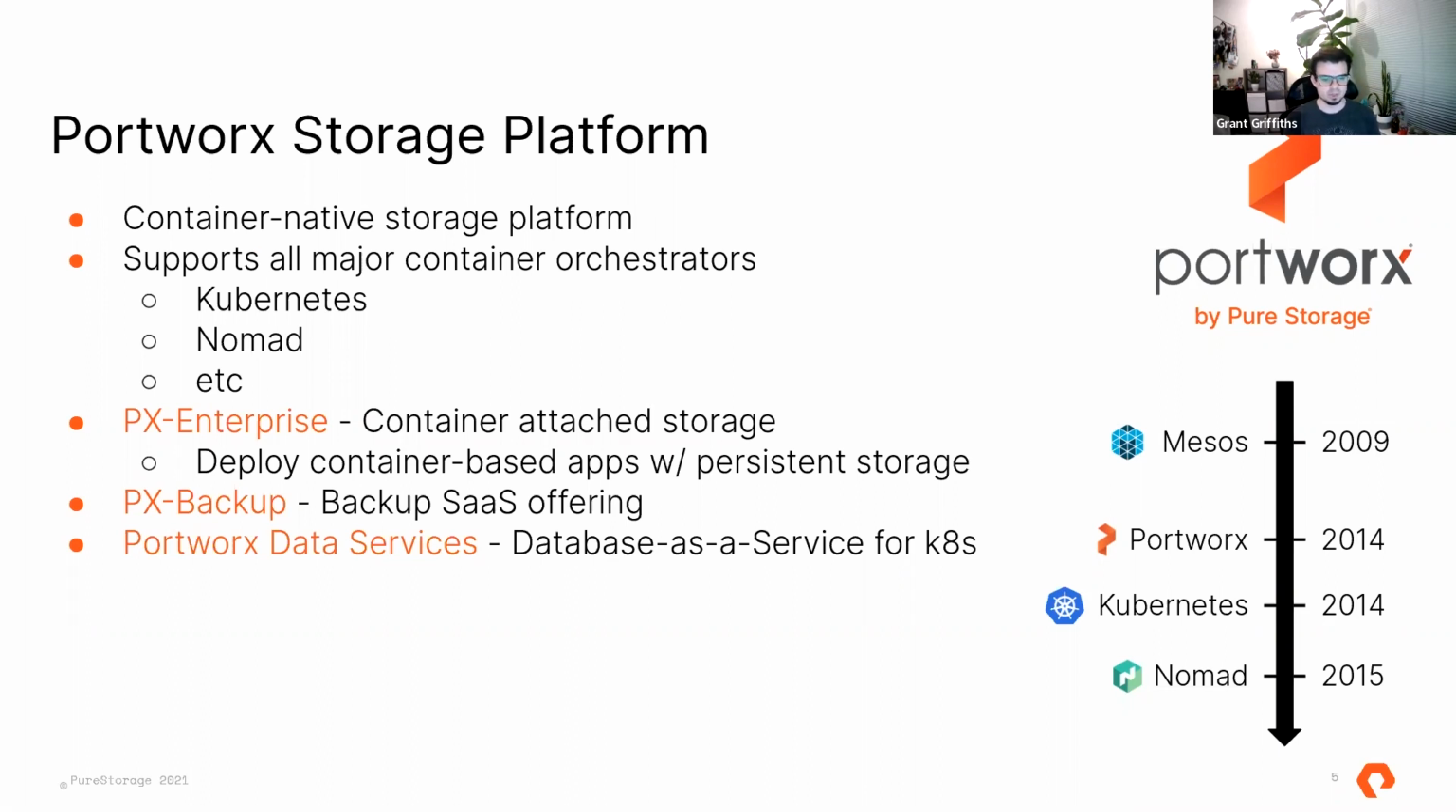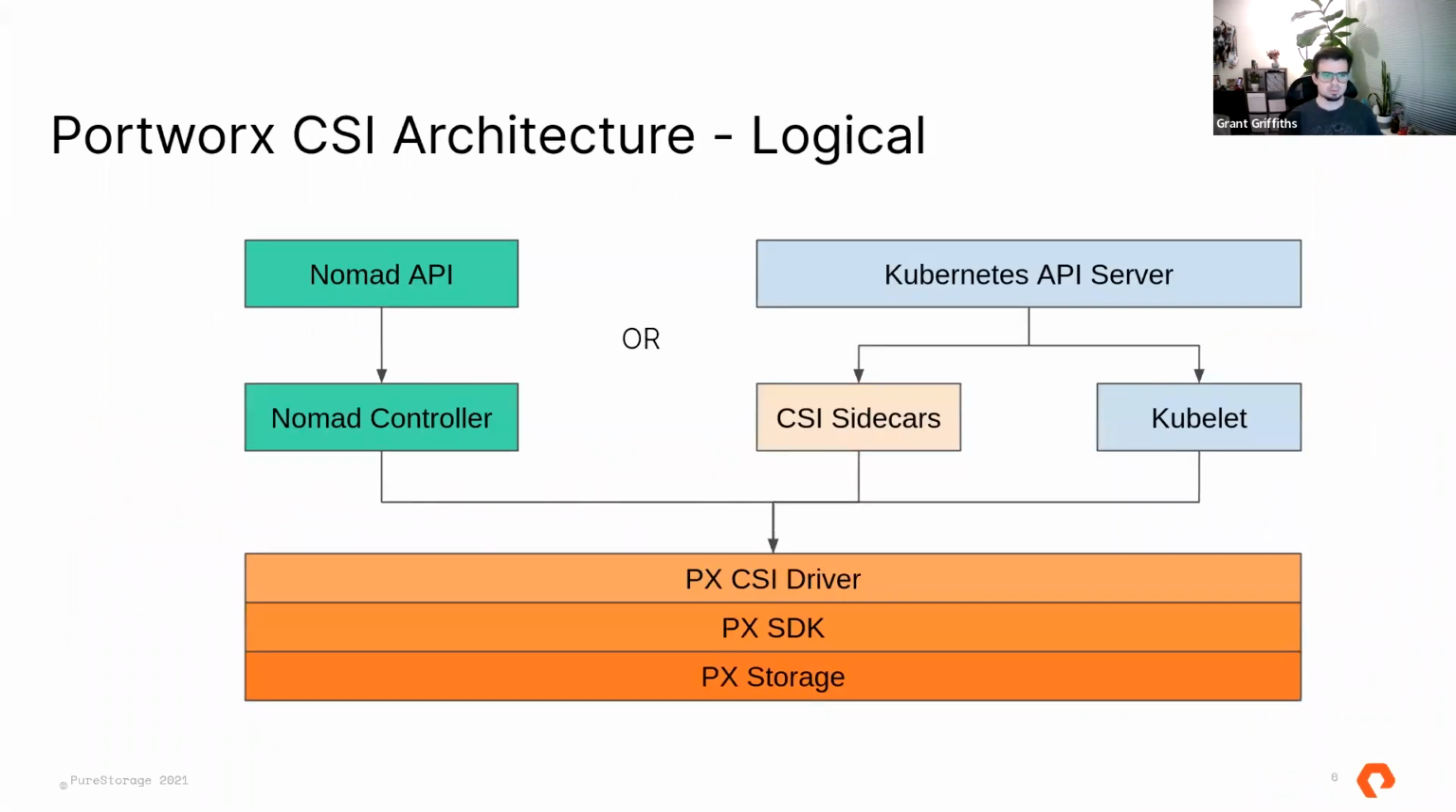Basically it allows you to take backups of your GCP volumes or AWS or any CSI provider as well that we support. And next is Portworx Data Services. This is a newer product that we're shipping. It's basically a database as a service for Kubernetes to make that experience a little bit easier for Kubernetes users. So next we're going to talk about the CSI architecture with Portworx.